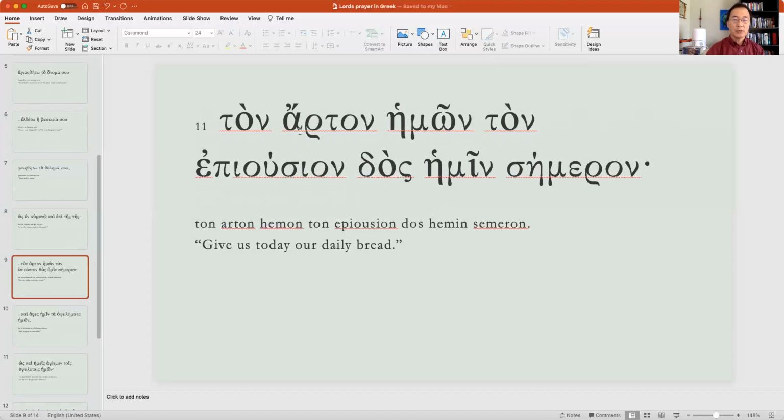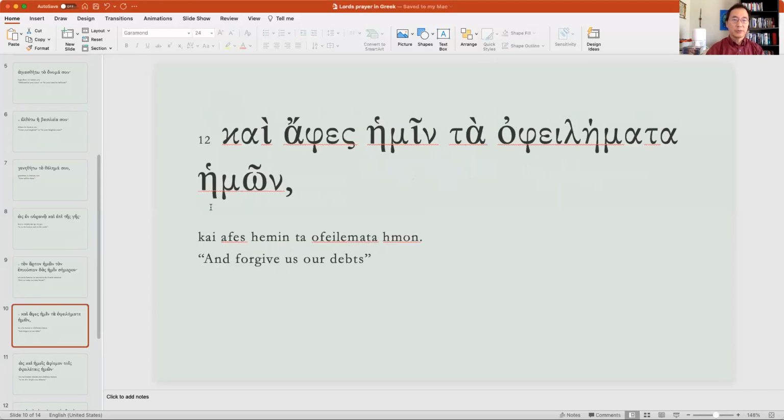What this means? Ton arton hēmōn is our bread. Ton Epiousios, for daily use. So our daily bread. This is an imperative verb, give, hēmin, us. So give us our daily bread. When? Semeron is this day, today. Give us this day our daily bread. Repeat after me. Ton arton hēmōn ton Epiousios hēmin semeron. Give us this day our daily bread. Good prayer. Let's continue.